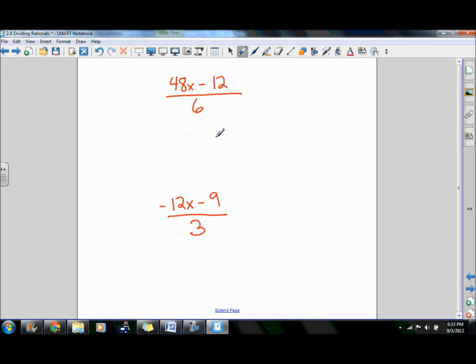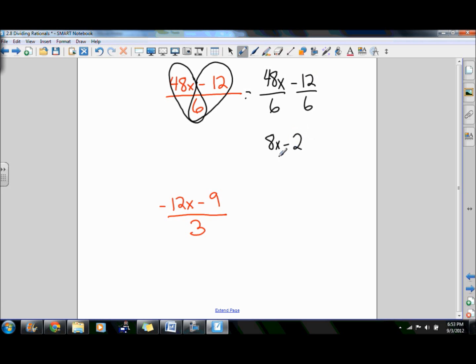So on these problems here, I'm going to use the heart method. I'm going to draw in this. Make sure you keep this symbol with the second number. There, that was pretty good. That's about as artistic as I can get. So I get 48x over 6, negative 12 over 6. 48 divided by 6 is 8 with an x. Negative 12 divided by 6 is negative 2. And kaboom.